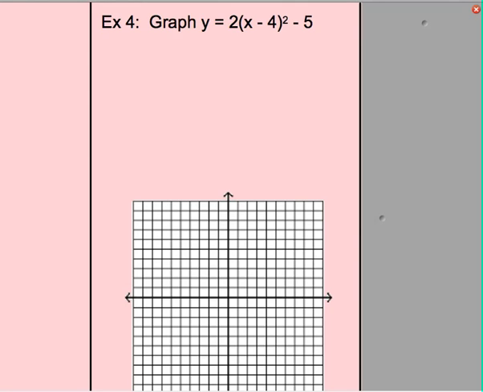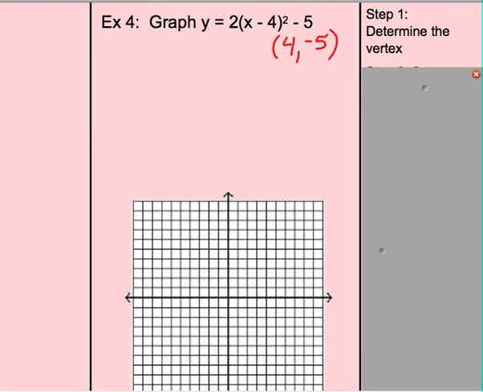So we have two more examples for this video, and it's the exact same process, but this time we have a coefficient in front of our binomial. So first of all, figure out the vertex. The coefficient doesn't affect the vertex. So we're pulling that -4 out of the parentheses, it becomes positive, and that -5 stays negative.